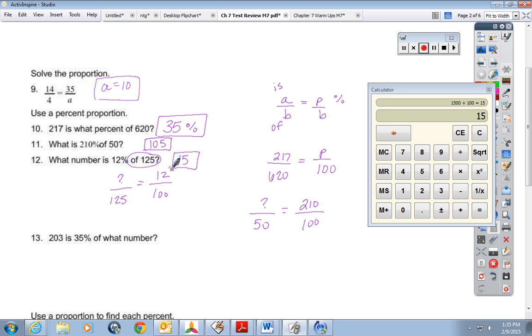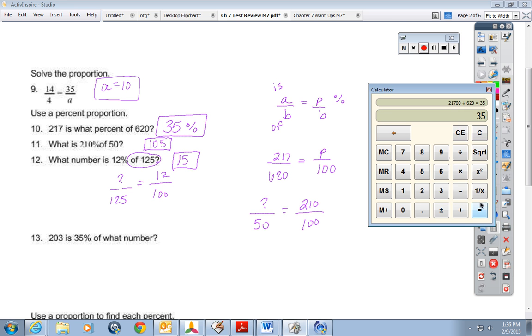Number 10, I set it up the way it did, and I cross multiplied. I used a decimal number and I just wrote that out. No, because it worked out perfectly. So 217 times 100, that equals that. And then when you divide by 620, you don't get a decimal. So it's just 35%. So if you wrote all that out and put the right number in the box, I would be going off of what you thought.